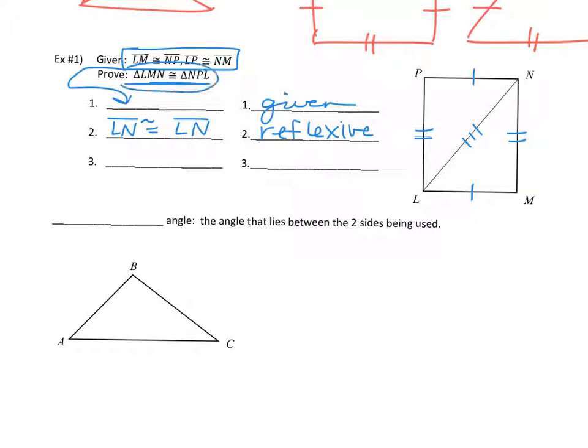So we can say, and remember that the last step of any proof is always whatever they asked you to prove: triangle LMN is congruent to triangle NPL by what? SSS. Okay? The shortcuts come into play now. Questions on that? Okay, so that's SSS.